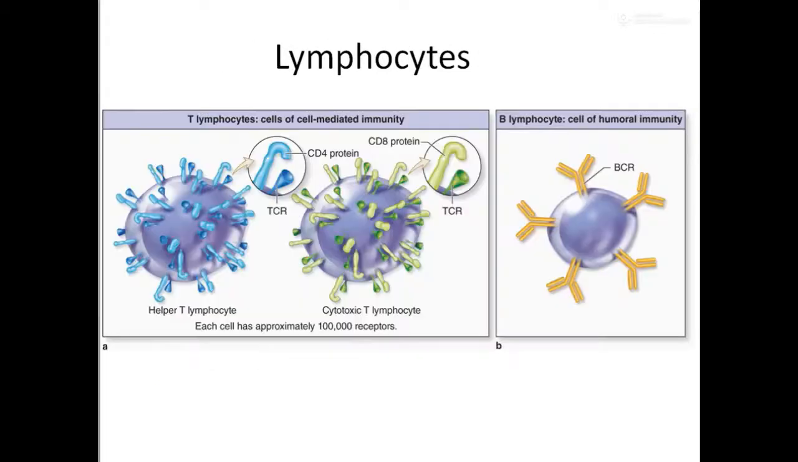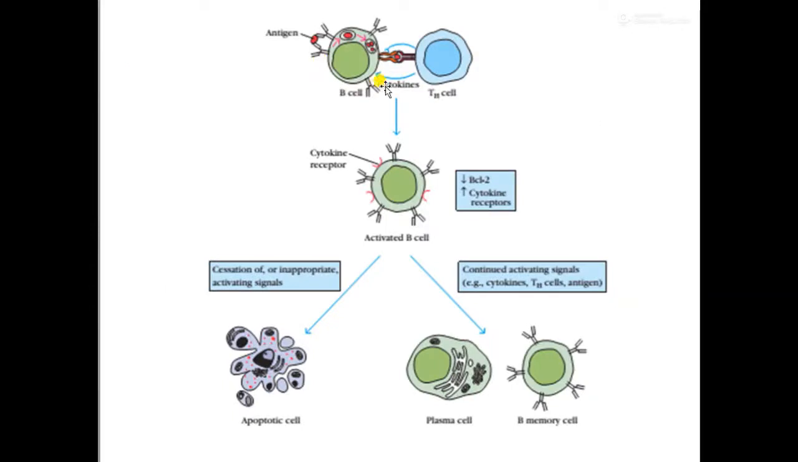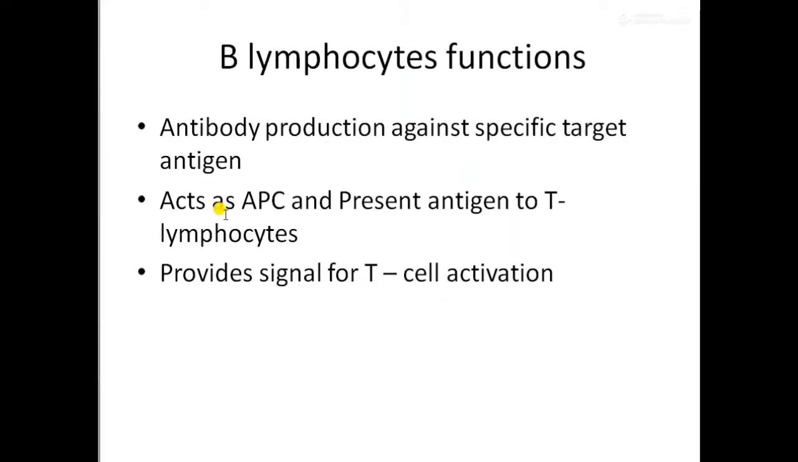Now, if you go on to the functions of the B lymphocytes, antibody production is the main function of the B lymphocyte, and at the same time, it will act as an antigen presenting cell and present the antigen to the T lymphocytes, as we had seen in the previous process. You can see here, in this process, it is presenting the antigen to the T helper cell. So the second function of the B lymphocyte is to act as an antigen presenting cell and present the antigen to the T lymphocytes. And at the same time, it provides the signal for T cell activation. So these are the three main functions of the B lymphocytes.